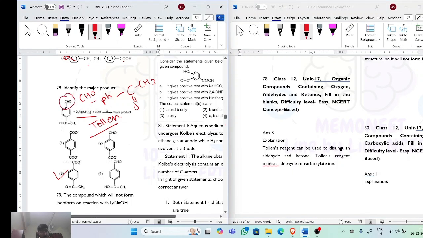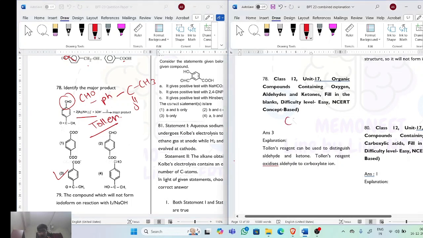CHO group. This CHO group will be oxidized, and after oxidizing it can form COO minus, or you can say COOH. But according to the options, COO negative will be our correct answer, because here Tollen's reagent is used as an oxidizing agent. So option number C will be our correct answer.